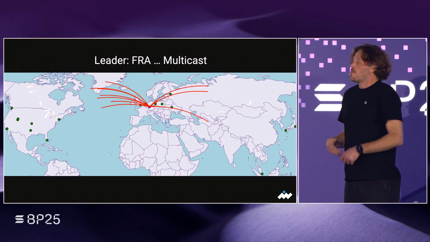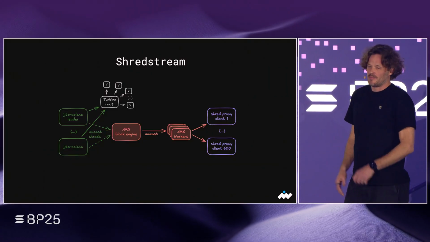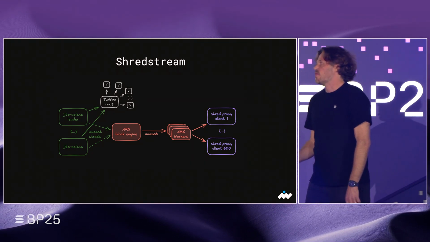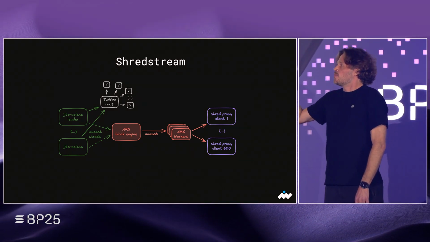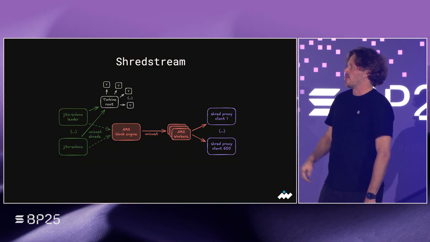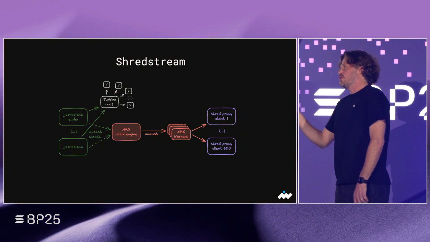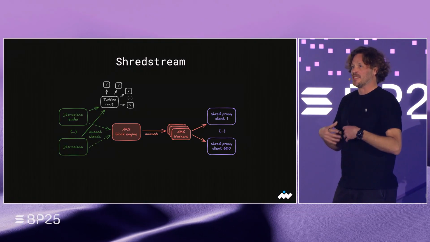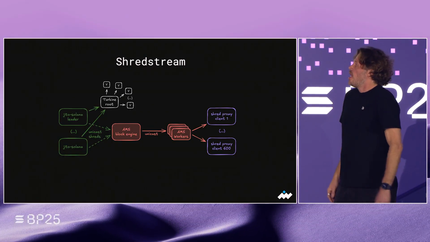So here we have Shredstream. This is the Shredstream architectural overview. You have the Jito Solana sending Turbine shreds to the Amsterdam block engine, and these are all over unicast. And these Amsterdam workers are having to basically approximate multicast.